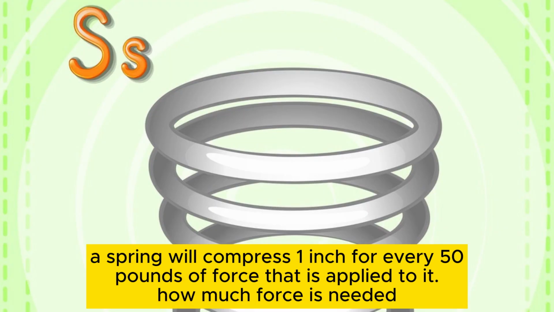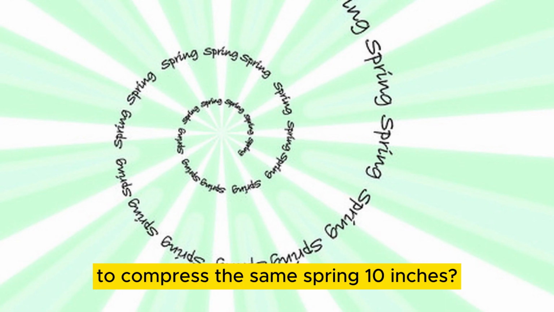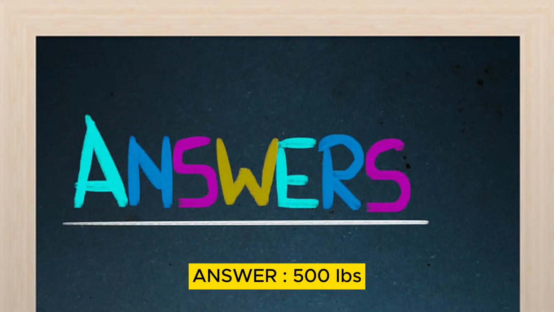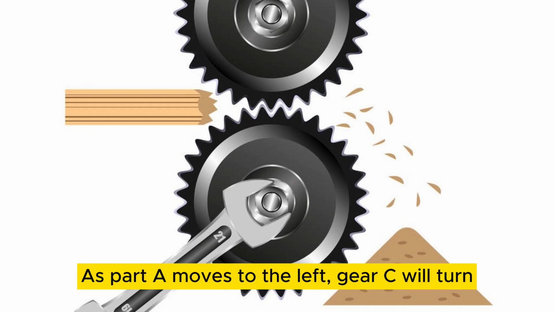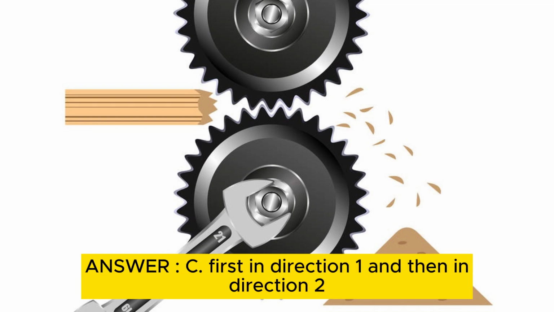A spring will compress 1 inch for every 50 pounds of force that is applied to it. How much force is needed to compress the same spring 10 inches? Answer, 500 lbs. As part moves to the left, gear C will turn. Answer, C first in direction 1 and then in direction 2.